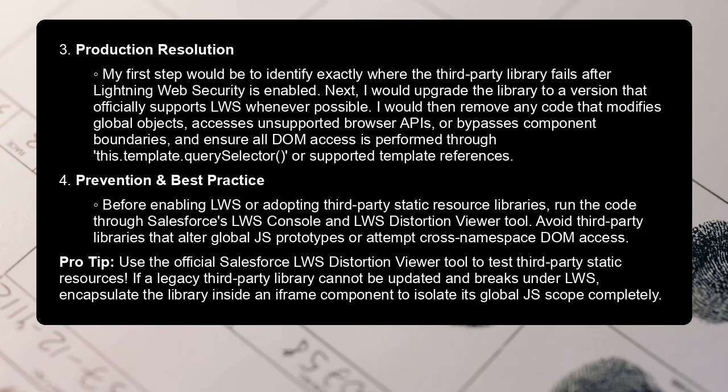4. Prevention and best practice. Before enabling LWS or adopting third-party static resource libraries, run the code through Salesforce's LWC distortion viewer tool. Avoid third-party libraries that alter global JS prototypes or attempt cross-namespace DOM access. Pro tip: use the official Salesforce LWC distortion viewer tool to test third-party static resources. If a legacy third-party library cannot be updated and breaks under LWS, encapsulate the library inside an iframe component to isolate its global JS scope completely.